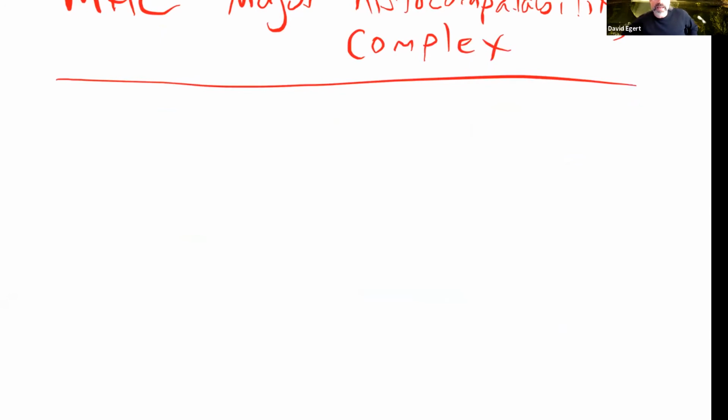Major histocompatibility complex. So this is a membrane protein on every one of your body cells, I think except for RBCs.